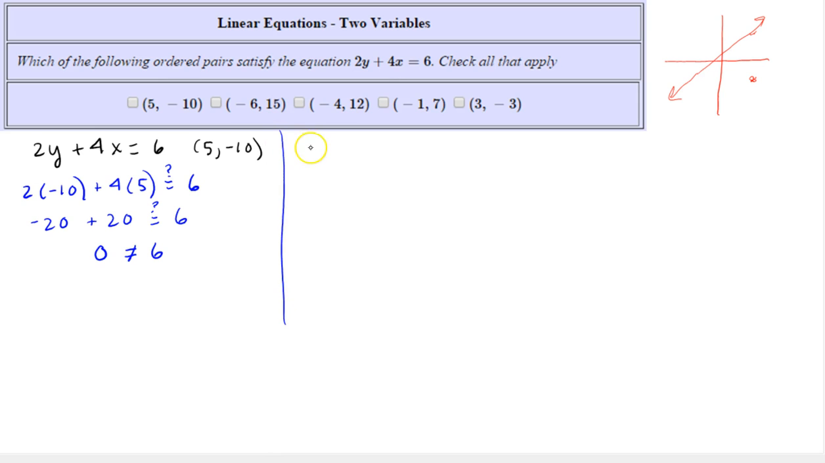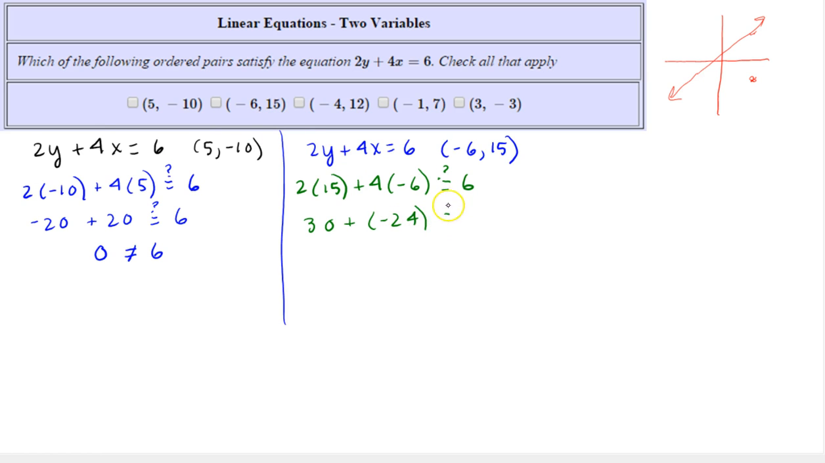Let's try the next one. So 2y plus 4x equals 6 is our equation, and we're given the ordered pair negative 6, comma 15. We'll replace y with 15, so 2 times 15 plus, replace x with negative 6. Remember your question mark because we don't know if this is true yet. Does this equal 6? Now let's multiply this out. 2 times 15 is 30. 4 times negative 6 is negative 24. Does this equal 6?